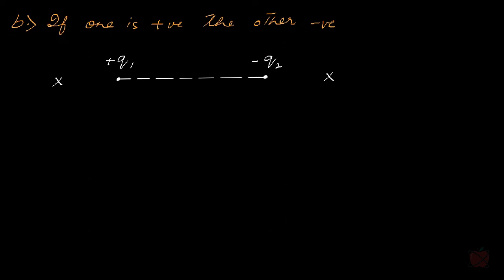Understand? So let's say I put this third charge here, somewhere at this point. Let me undo this. Again I'm drawing this line.